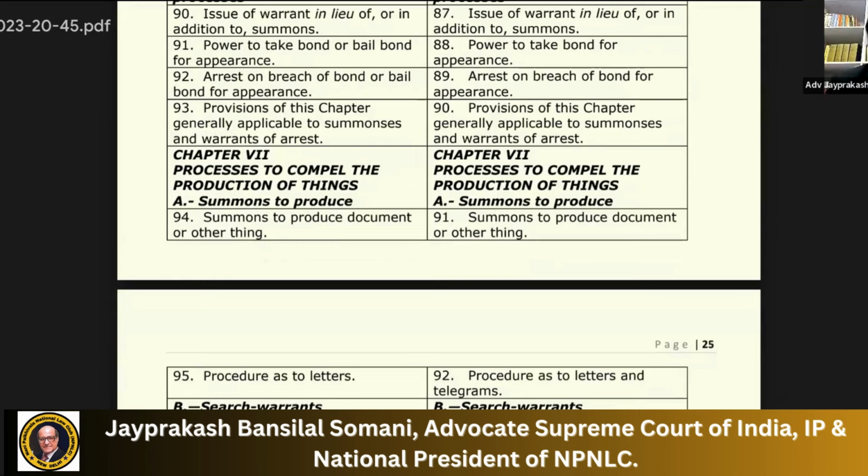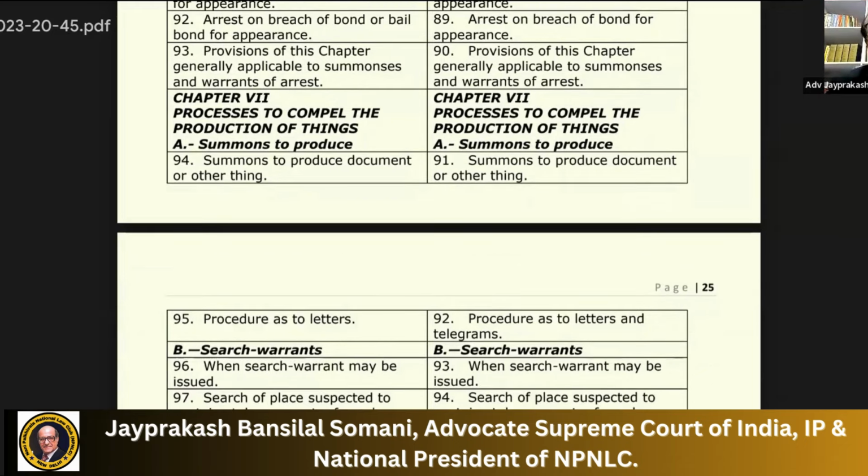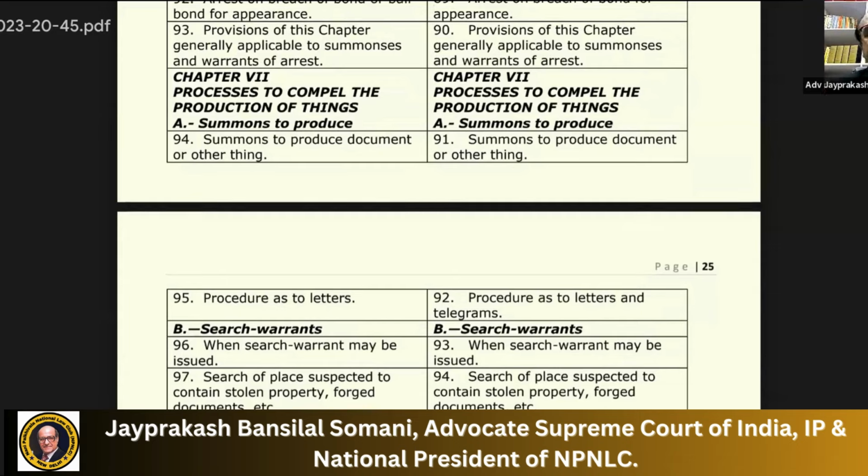In BNSS section 92, arrest on breach of bond or bail bond for appearance. Its corresponding section was 89 in CrPC. BNSS section 93, provisions of this chapter generally applicable to summonses and warrants of arrest. Its corresponding section was 90 in CrPC. Now, friends, we are moving towards the next chapter 7, processes to compel the production of things. There is a corresponding chapter also in CrPC 7, processes to compel the production of things.